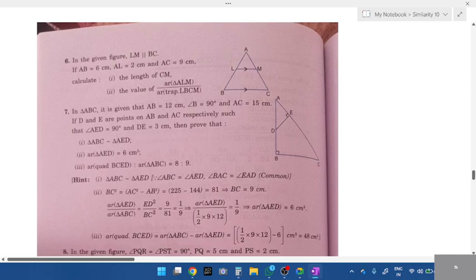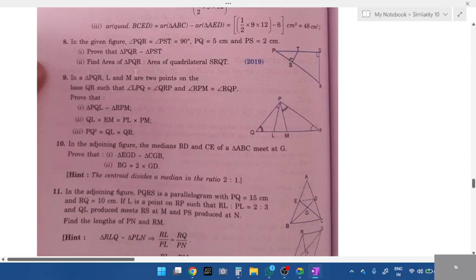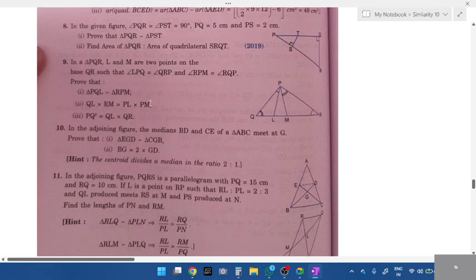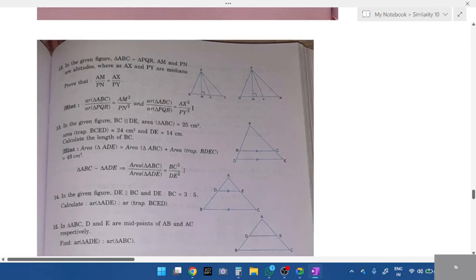Next. Even the sixth one is a similar one. Sixth one, if you want, we'll do it tomorrow. We'll try the seventh, we'll try the eighth one. Ninth we'll ignore, students. It is a proving question. They don't ask proving. Ninth, 10th, 11, 12, all this we need to ignore.